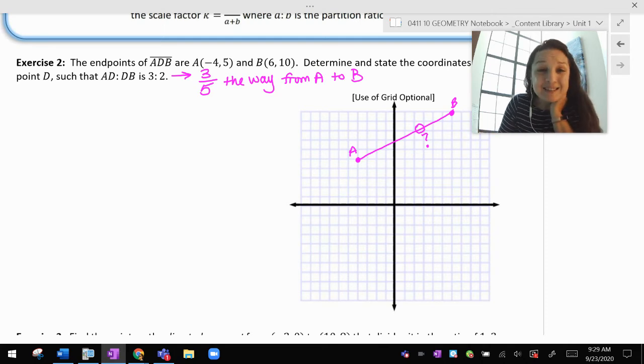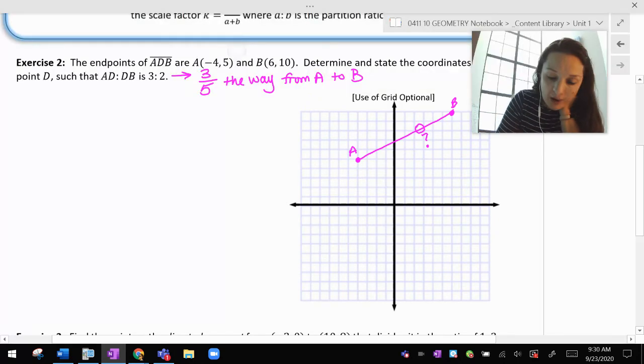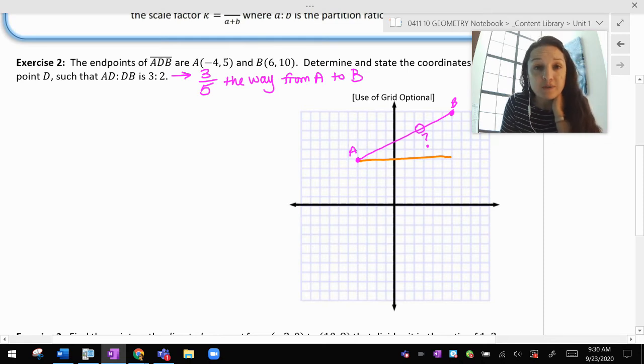Well, this line isn't horizontal. Instead of one number, I have 2 numbers. The first number I have is how much did I go over? I'm going to want 3/5 of that. The next number is how far do I go up? I'm going to want 3/5 of that. So how far did I go over? I went 10 units over.